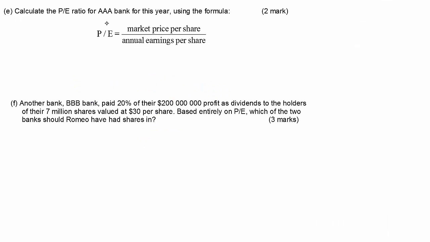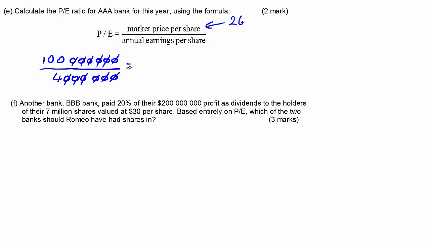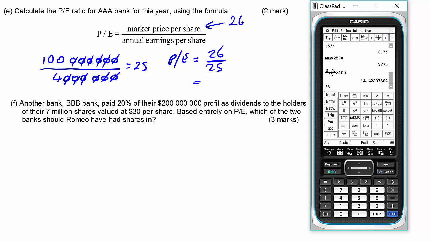Calculate the price to earnings ratio for YAA Bank for the year using this formula. Well, the market price per share, we already know from the last part of the question, it was 26. The earnings per share, though, are the earnings for the company. Now, they earned 100 million in profit, but they have 4 million shares in circulation. So obviously you could do this on the calculator, but it's pretty quick. So that's going to be 25. So our PE is going to be 26 divided by 25. So 26 divided by 25 gives us 1.04.